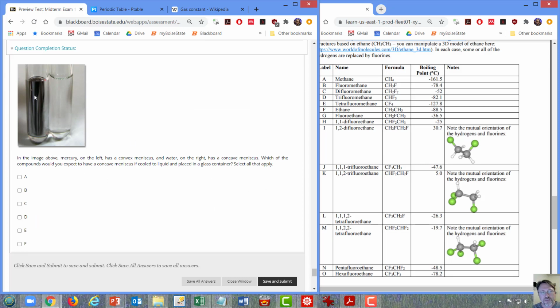In the image above, mercury on the left has a convex meniscus, though on the right, a concave meniscus. So let's stop and understand this for a minute. What's the difference? The difference here is that water can hydrogen bond to the surface. And so as a result of that, due to adhesive forces, it climbs up the walls. Mercury cannot do that, and so it is, while not really repelled by the walls, the attractions within the mercury are strong enough to pull it back together. So this is what happens when you don't have hydrogen bonding to the wall. This is what happens when you do have hydrogen bonding to the wall.